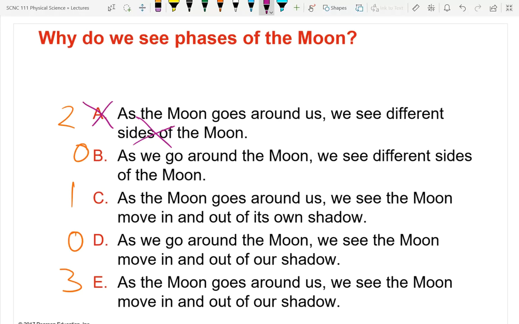Okay, nobody said B. What's wrong with B? We don't go around the moon. Okay, and there's the sides problem as well.